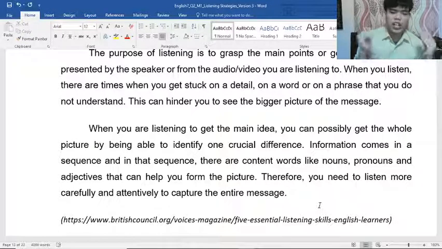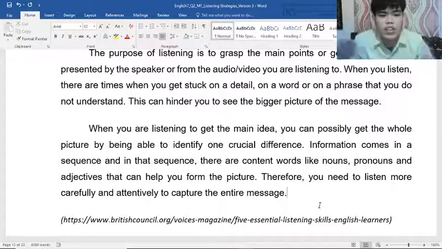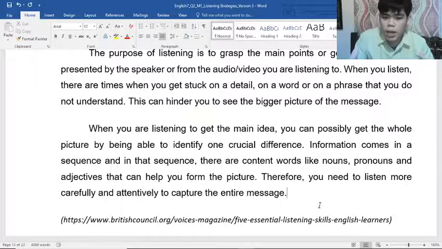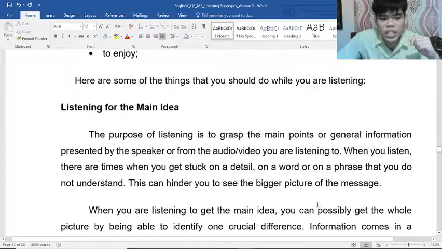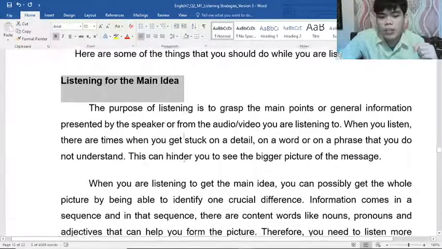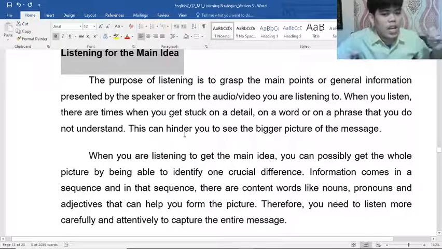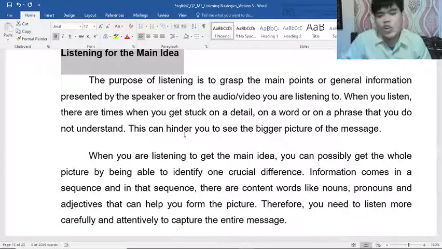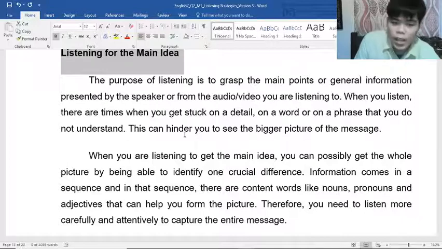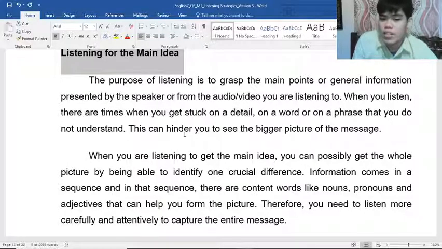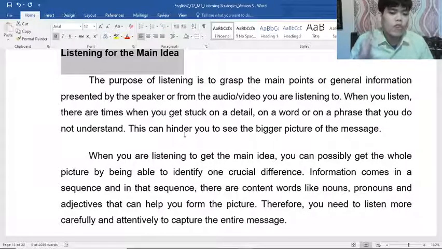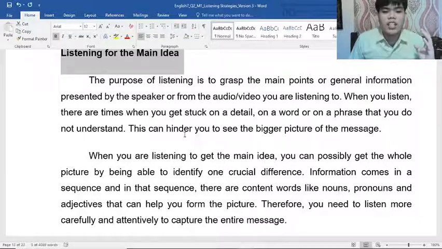So earlier I said that if there are unfamiliar words, you might not understand the whole picture. But it can be the opposite as well in listening for the main idea. So example is that you are a policeman, policewoman, or you are a detective. Of course, there are so many information, there are so many testimonies for the crime that you are going to listen to.